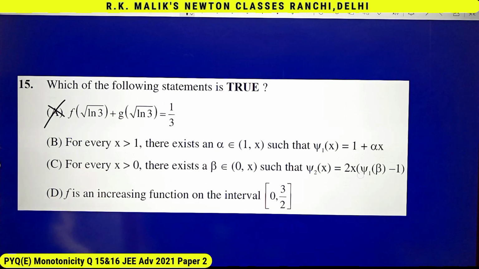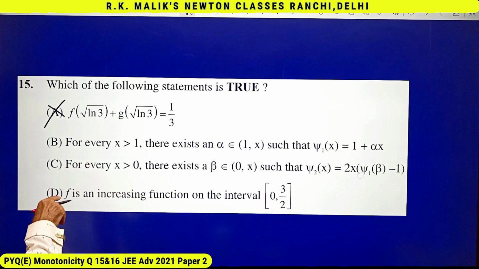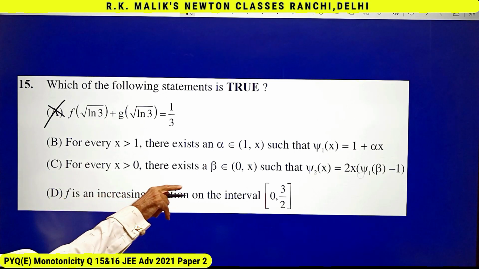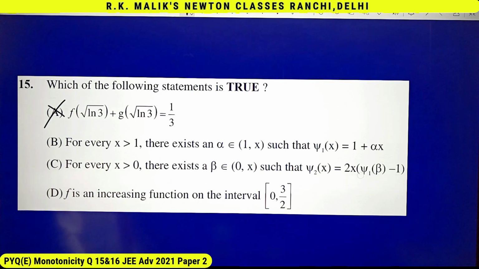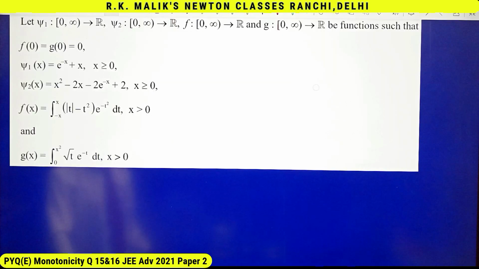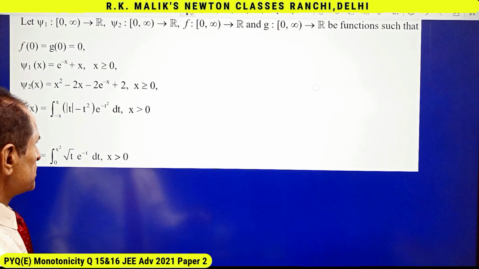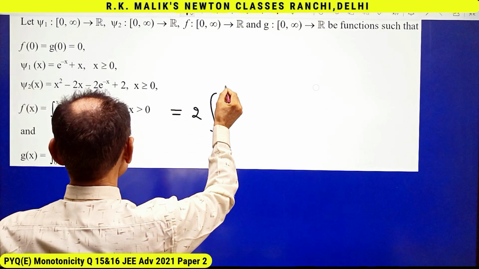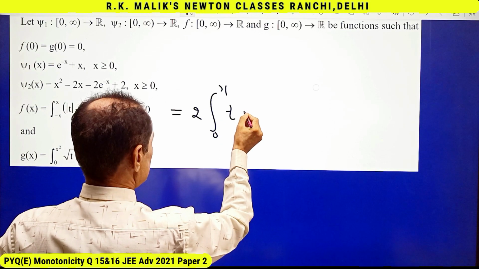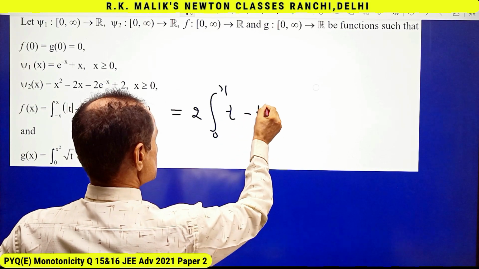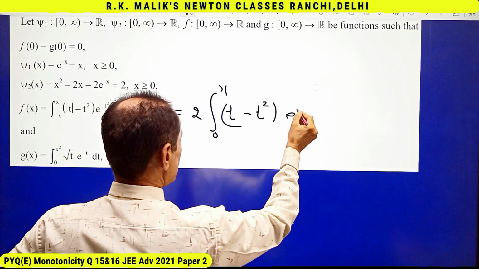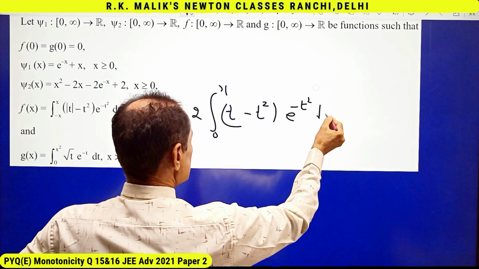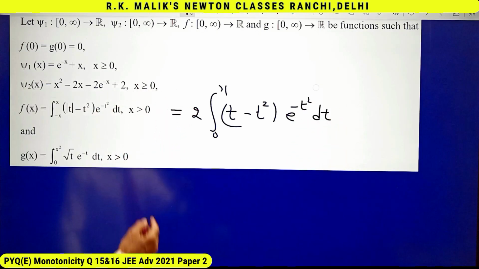It seems that D is the next tougher one. In this choice, he is asking whether f is an increasing function on the interval 0 to 3 by 2. For this, I will find f dash x. But before f dash x, first I will write it as 2 times the integral from 0 to x of (t minus t square) e to power minus t square dt.